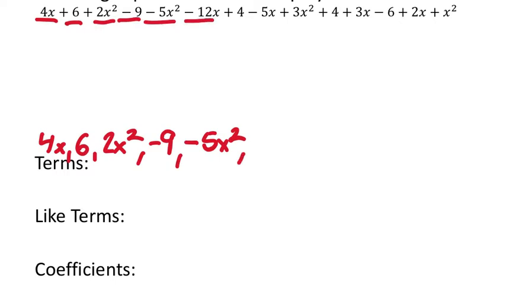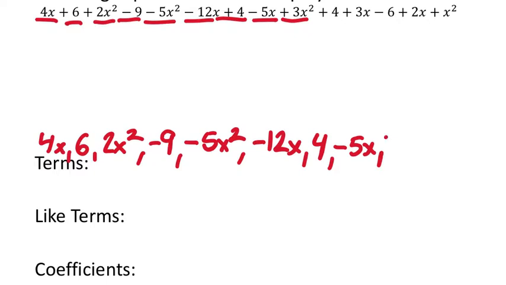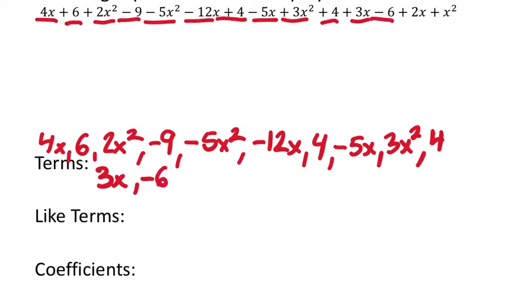Then the next term, again, it's not just 12x, it's negative 12x because of the minus sign. Then the next term, now notice I'm not putting the positive signs with the positive values because we don't have to, it's just 4. Then the next term, negative 5x. Then the next term, 3x to the power of 2. Then the next term, 4. Then the next term, so I'll go down to the next line here, 3x. Then the next term, negative 6. Then the next term, 2x. And then finally our 14th term here, x to the power of 2.